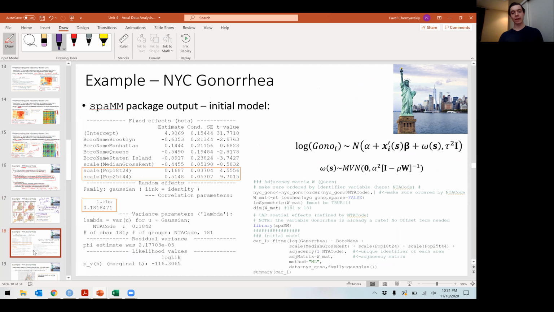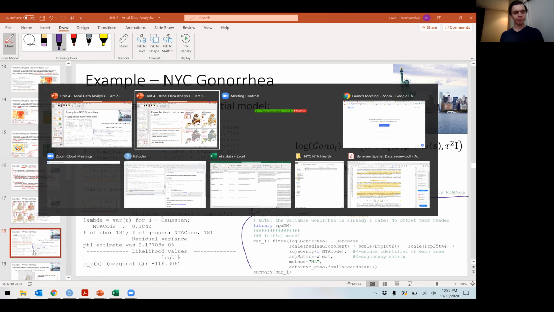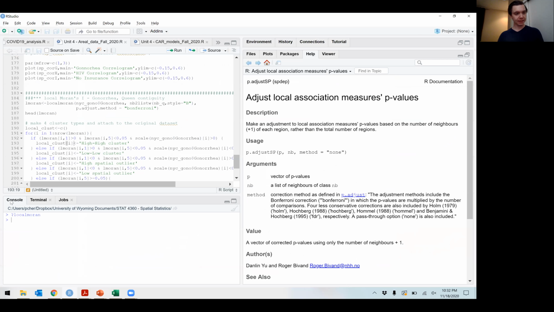Let's fit our model. We are going to be using the SBAMM package. The code is fairly self-explanatory here. The key is to make sure that your data are ordered by the unique identifier for each region. Then you put together your adjacency matrix. Make sure it's symmetric. It has to be symmetric in order to be included inside the variance covariance matrix. In this case, it's 181 by 181, and then we fit the model. Let me flip into R. Whoops, that's not R. This is R.